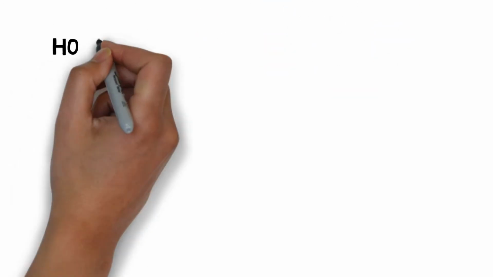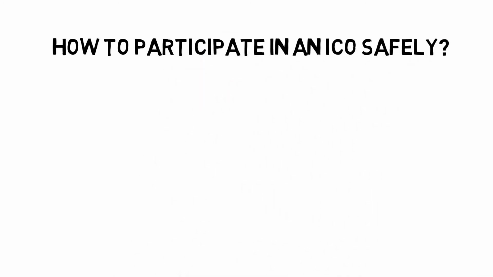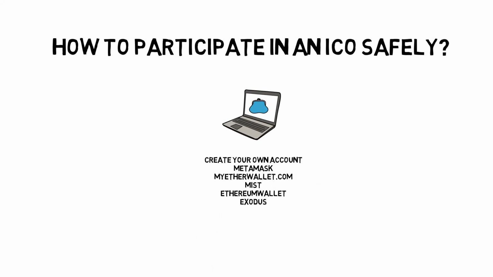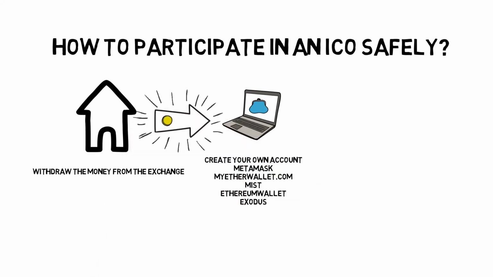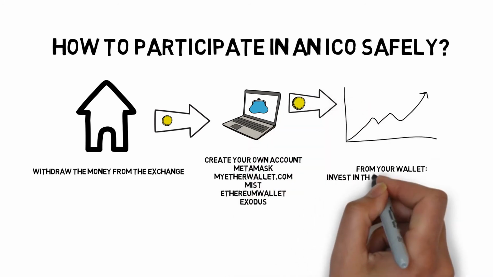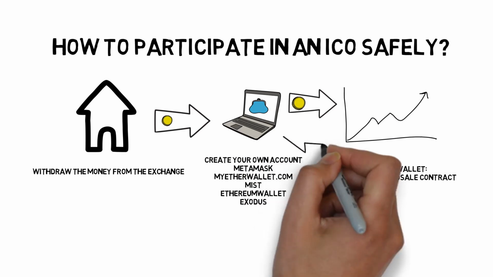So how can you actually participate in an ICO safely? Well, use a wallet that creates a private key for you, be it MetaMask, Mist, Exodus or myetherwallet.com or any other one. Withdraw the Ether from the exchange to the wallet, then transfer the Ether from your wallet to the Crowdsale contract and receive tokens in return.